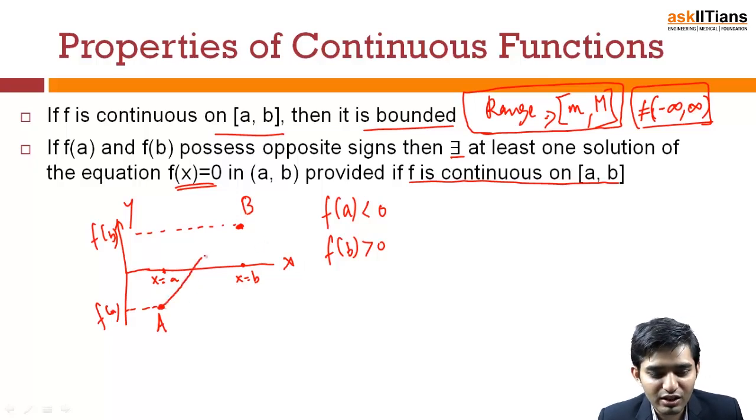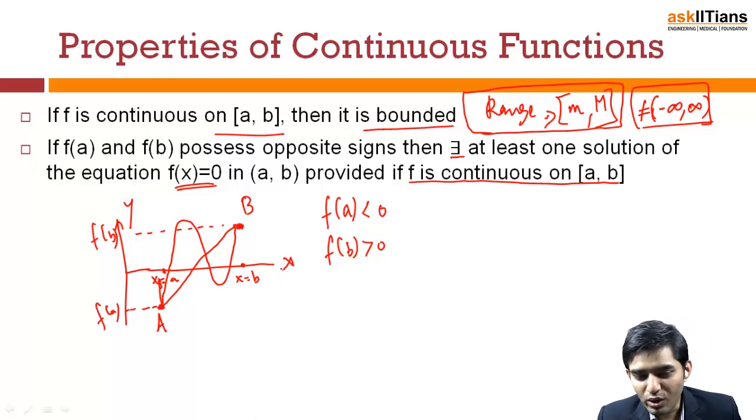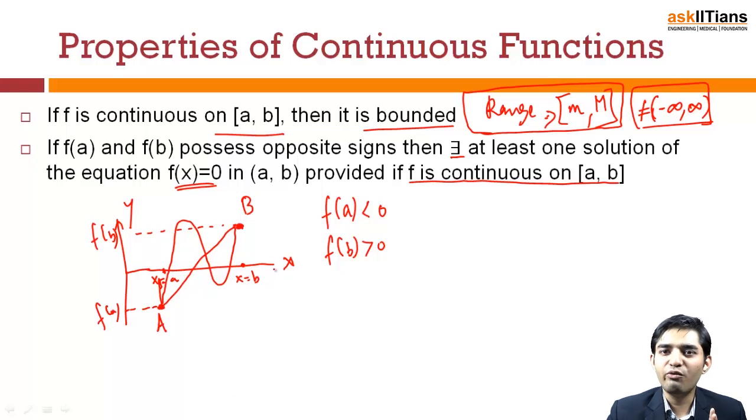One way can be to directly join it. The second method can be to join it like this, then like this. There are many ways of joining these two points, but I have to join it in a continuous manner. So what I am trying to say is, no matter how you join, you will have to cut the x-axis at least once.